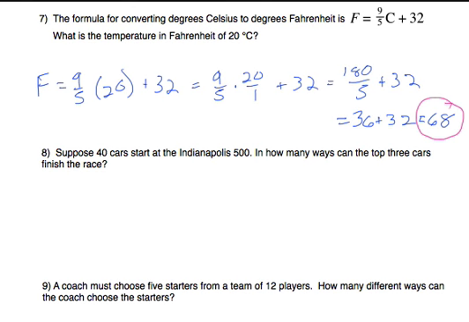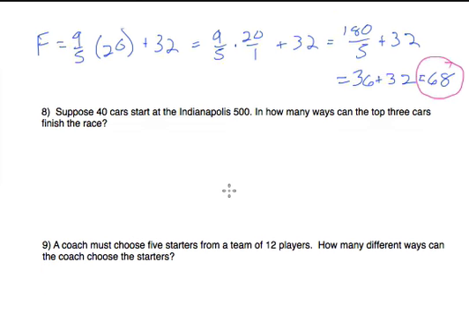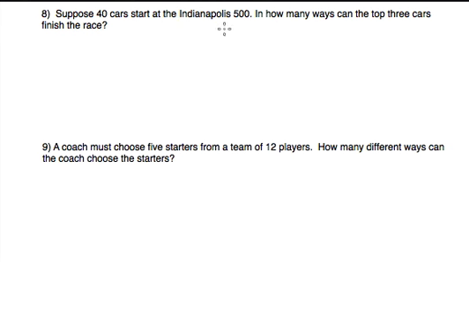Number 8. Suppose 40 cars start at the Indianapolis 500. In how many ways can the top 3 cars finish the race? Well, how many choices are we making here? If we're trying to figure out how many different permutations there are, we'll choose a first place car, a second place car, and a third place car. That's 3 choices. How many possibilities are there for the first choice? There's 40 cars, right? But once one of those cars comes in first, we only have 39 left to choose from, and then 38 left.